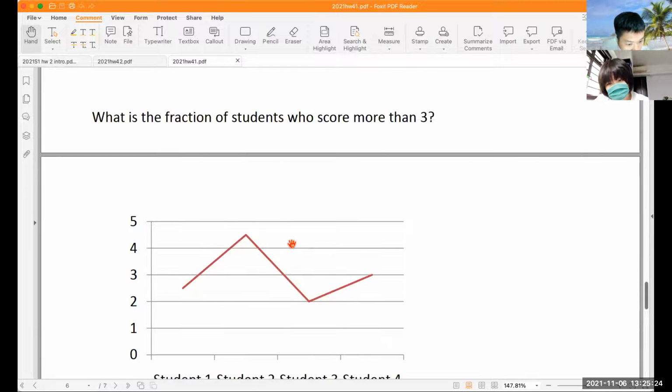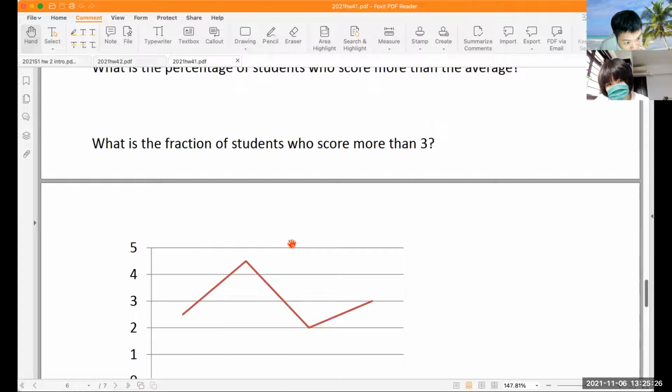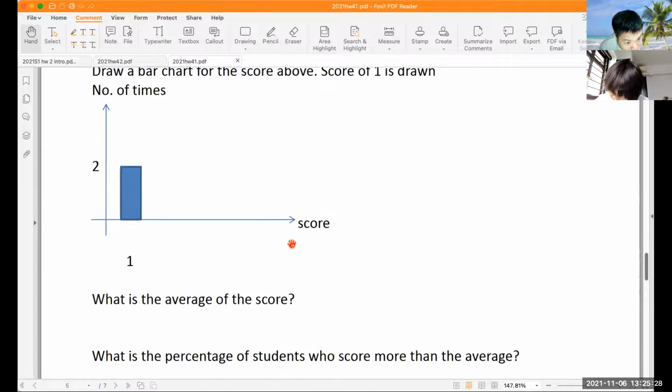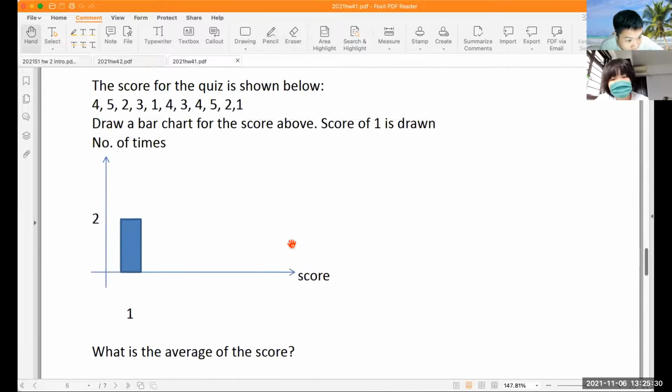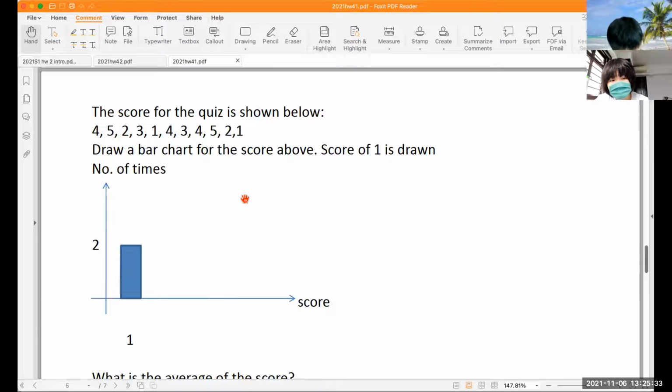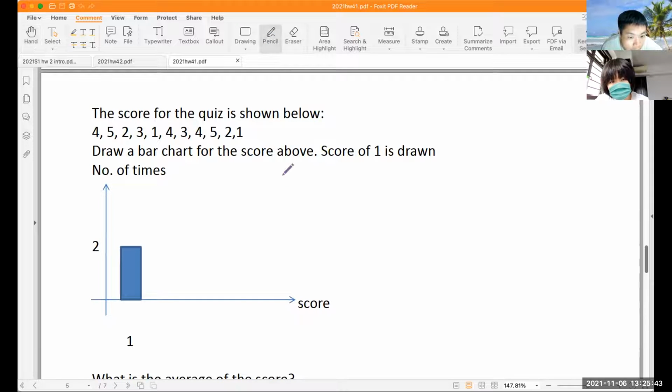Okay, let's make use of this graph. I'm going to make use of this question. Okay, let's look at this question. So over here, the score for the quiz is shown below. So you have 2 ones. This has been drawn for you already.